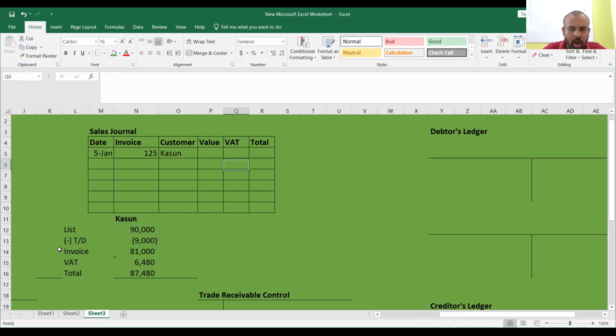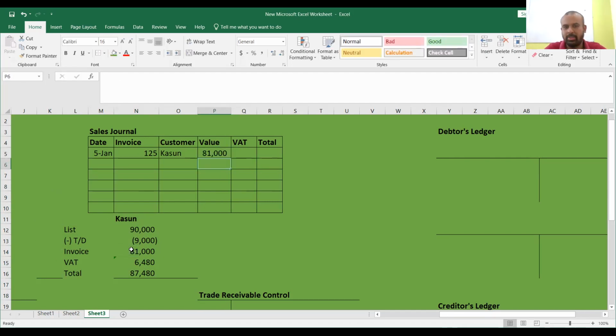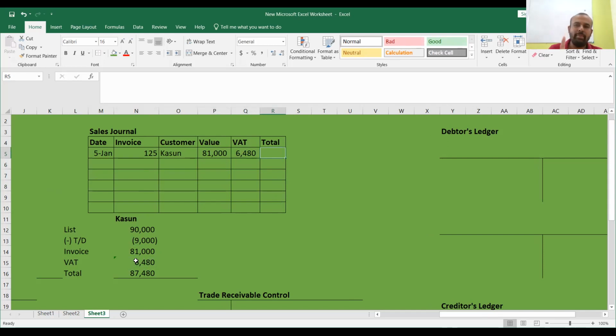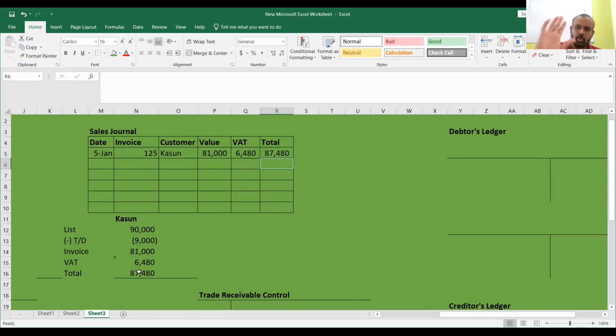In the value column, as a sales, you record only these 81,000 because that is your income. VAT on sales need to be recorded separately. You know that VAT on sales is an asset or a liability? A liability, because this need to be remitted to the Inland Revenue Department. So the total amount that you are about to collect from Kasun, that is 87,480. Okay. That is all about the first transaction.